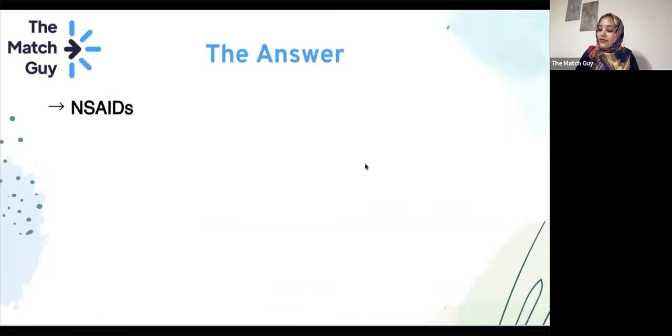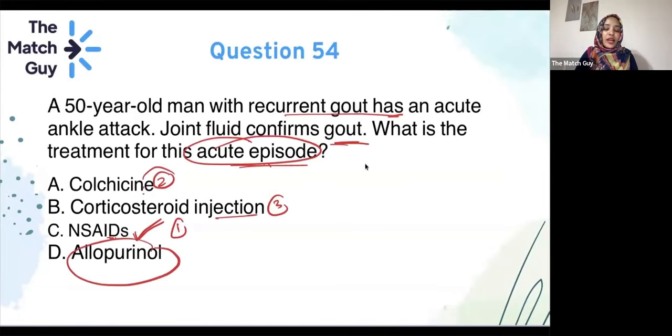Okay, and can we give allopurinol during the acute attack? Can we give it? No, exactly. Why? What's going to happen if we give it during the acute attack? Makes it worse. It's not just unnecessary, it's going to make it worse, yes. It's going to exacerbate the attack because it's going to remobilize the uric acid, so it's going to make the episode much worse.